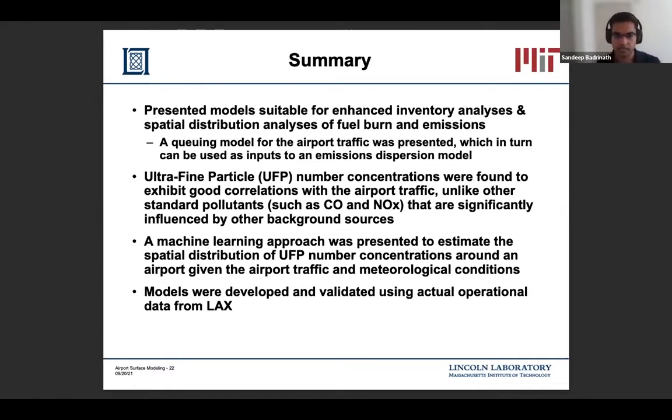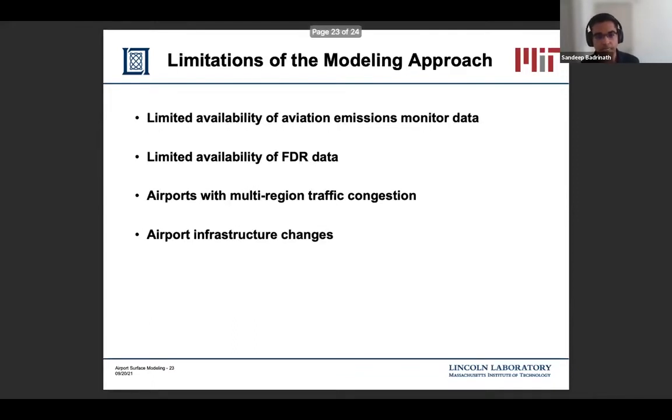Then I also presented a statistical model to understand the dispersion of emissions. For this, we use ultrafine particle number concentration as the parameter to estimate, because we found that ultrafine particle number concentrations had good correlations with the airport traffic, unlike other standard pollutants that were significantly influenced by background sources. And we developed and validated these models using operational data from LAX.